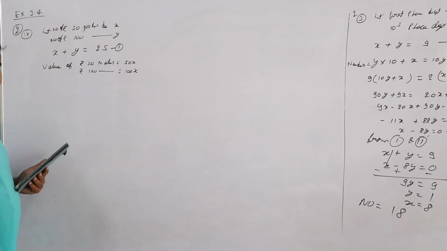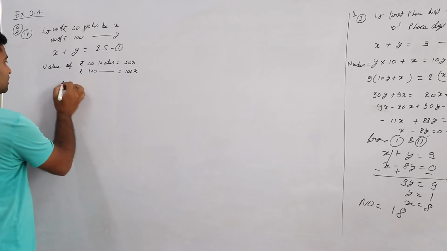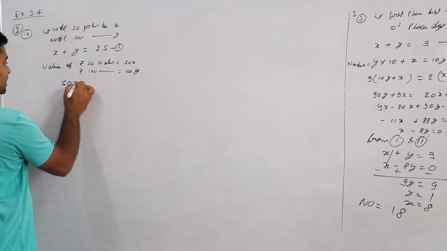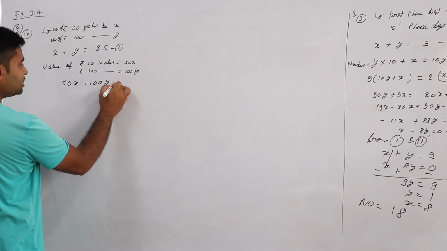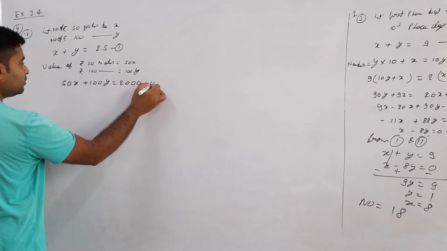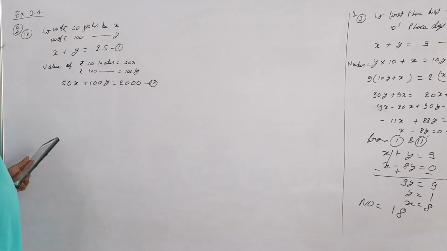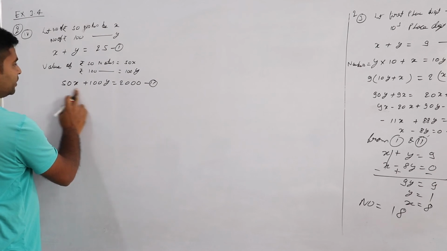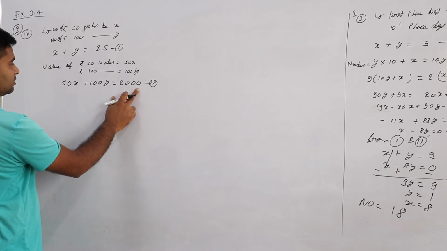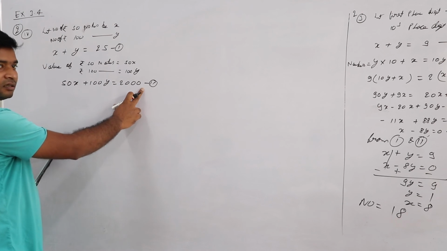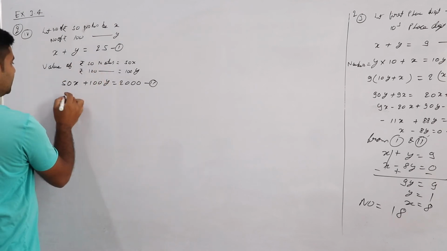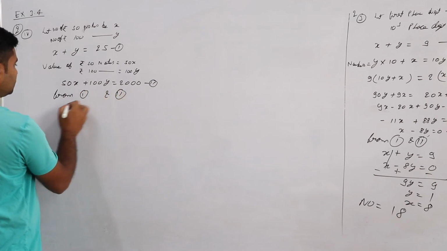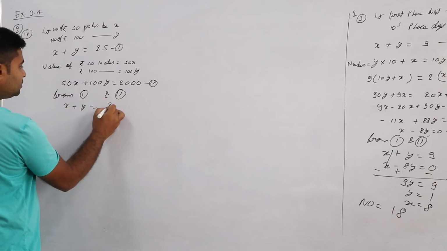100y. Yes or no? And this sum is given, right? 50x plus 100y is equal to 2000. This becomes equation 2. Yes or no? Okay, next. In this one you can take something common, all are multiples of 50. Yes, sir. But let us leave it. Right? From 1 and 2, x plus y is equal to 25.